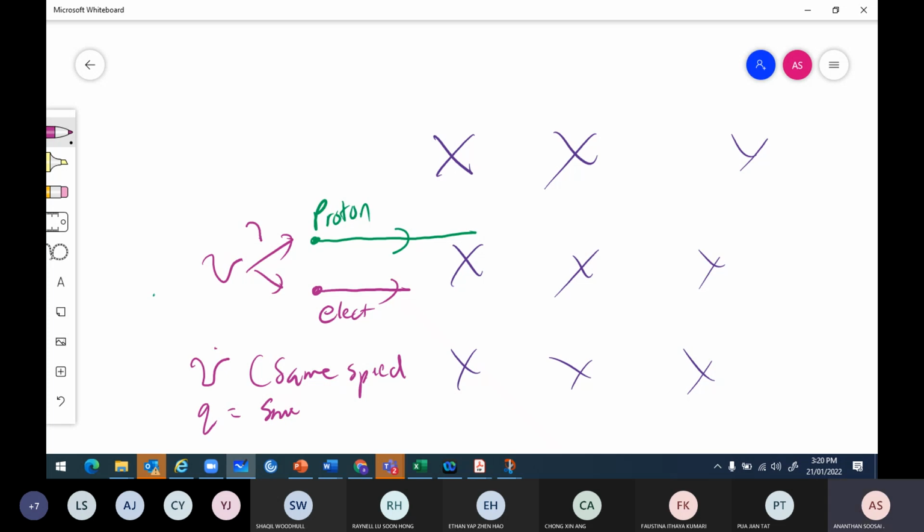Which is going to make a big circle? Which is going to make a small circle? Which direction is the circular path going to be? Use your Fleming left-hand rule and use BqV equals mv squared over r to predict the r and draw the circle.